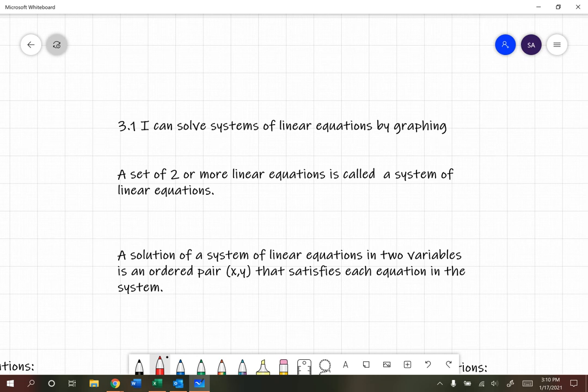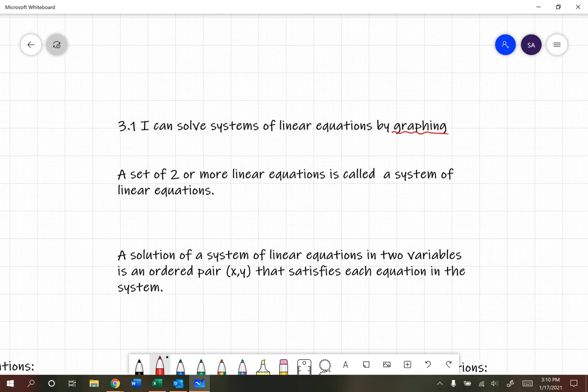By now, you've learned multiple ways to solve systems of linear equations, but today we're just going to focus on pretty much what is a system, how do I find the solution to a system, and how do I find that solution by graphing specifically.